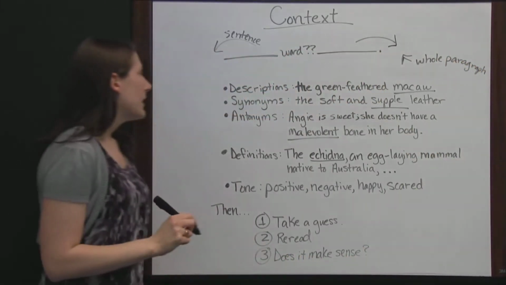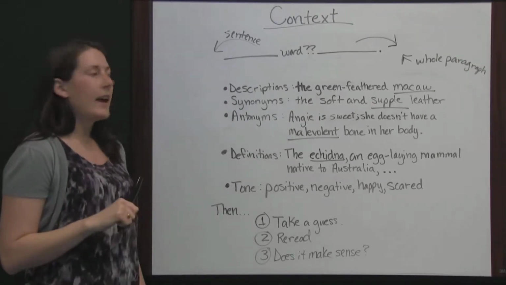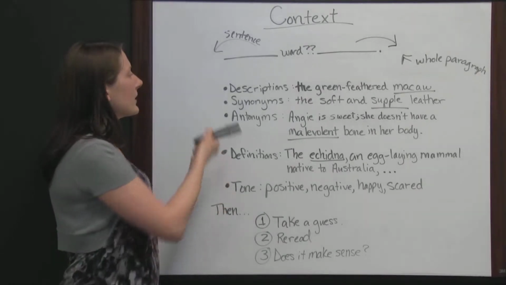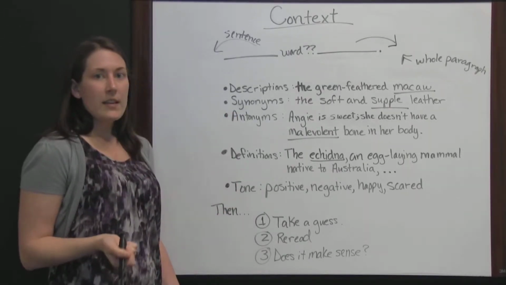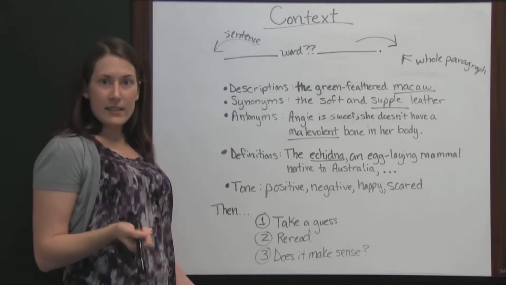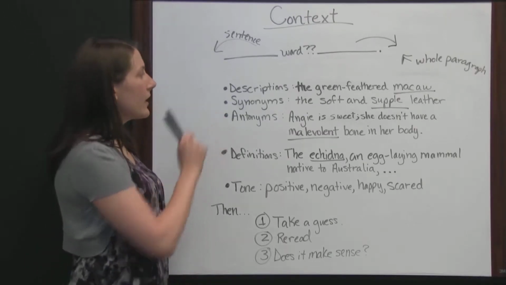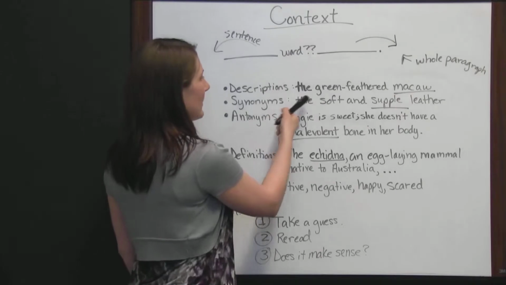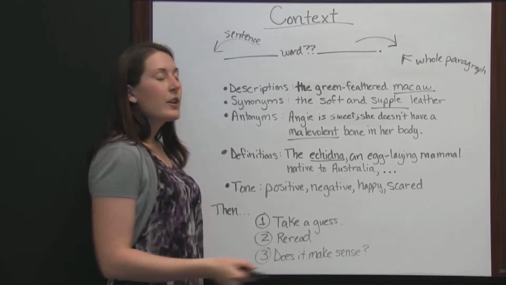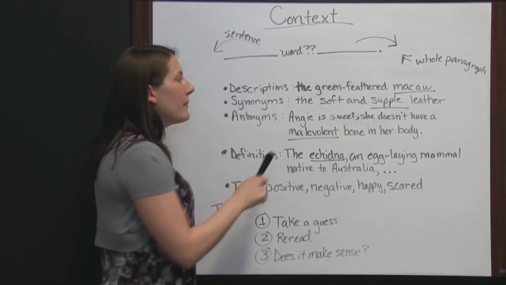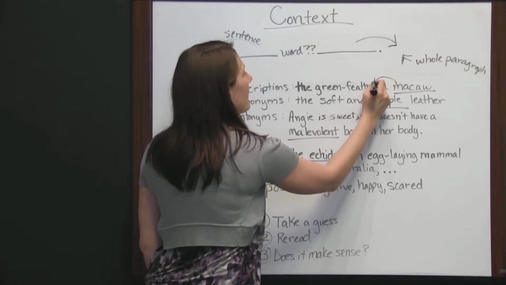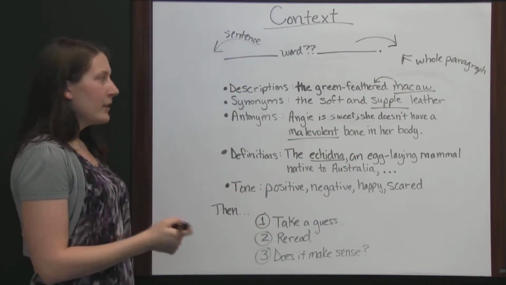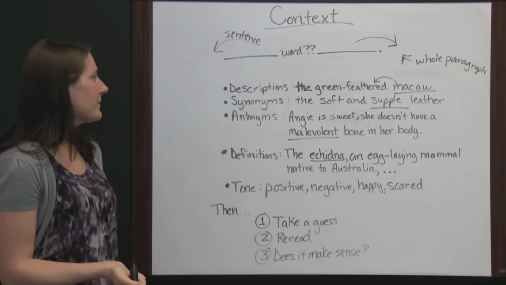Now, there are some clues that we can look at to help determine what the word means. One thing you can look at is a description. Sometimes a sentence following or before the unfamiliar word will give you a description. For instance, the green-feathered macaw. Well, you may not know the word macaw, but by seeing green-feathered, you can infer that it is some kind of a bird with green feathers.